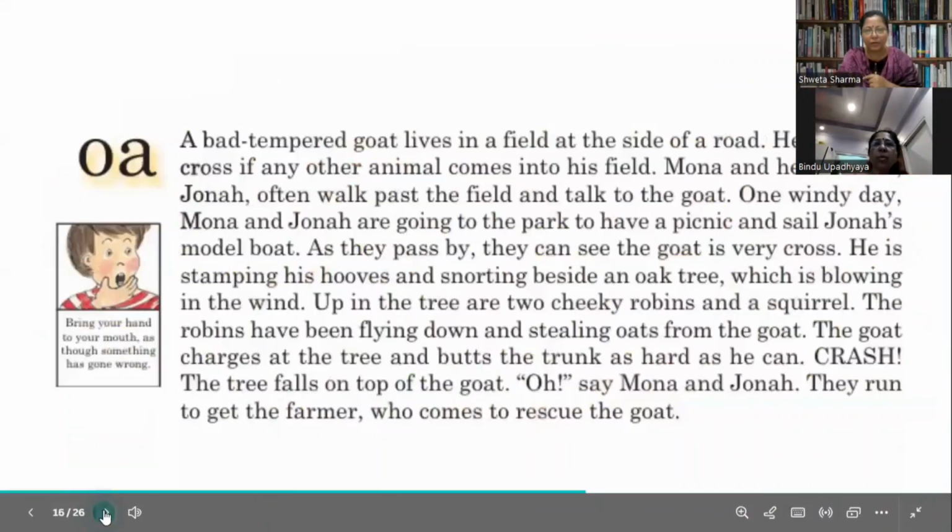Kindly read this out for me. So this goat is very bad tempered.